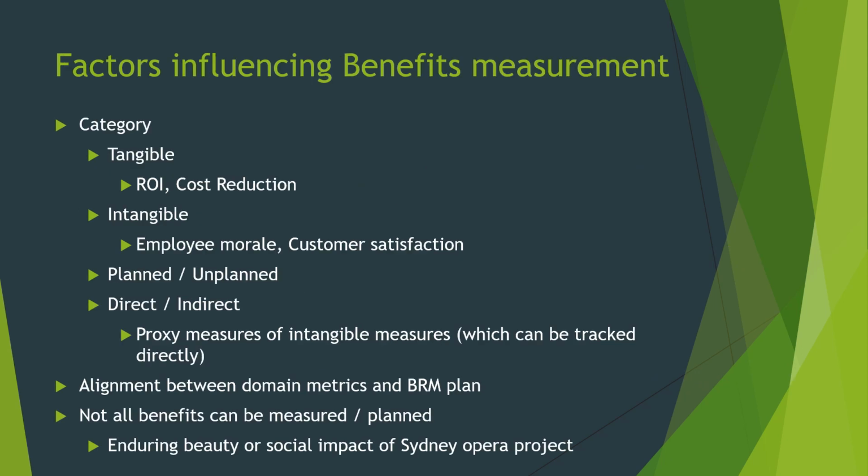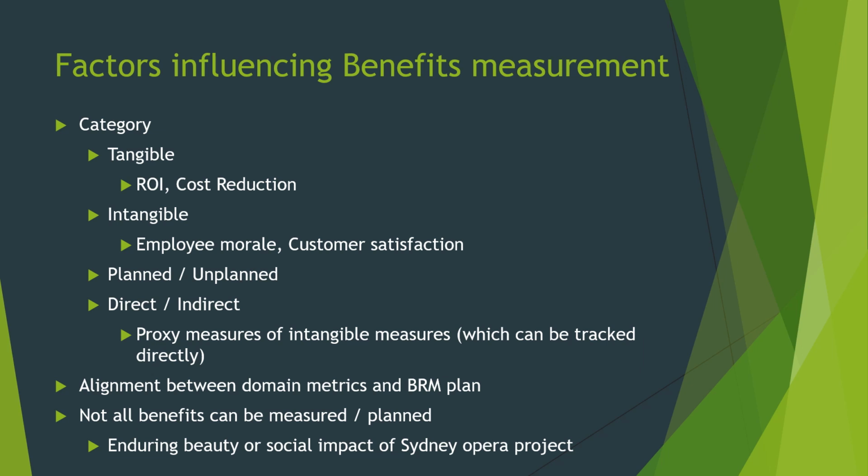What are the factors influencing benefit measurement? The category of the benefits is one of the main influencing factors. For example, benefits can be tangible or intangible. Examples of tangible are return on investment in terms of dollars and cost reduction in monetary terms. Intangible examples are employee morale or customer satisfaction. It is very difficult to quantify those.